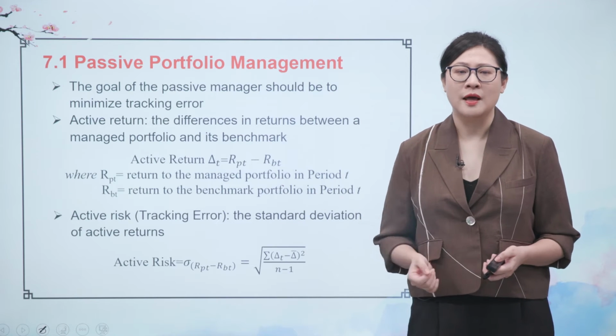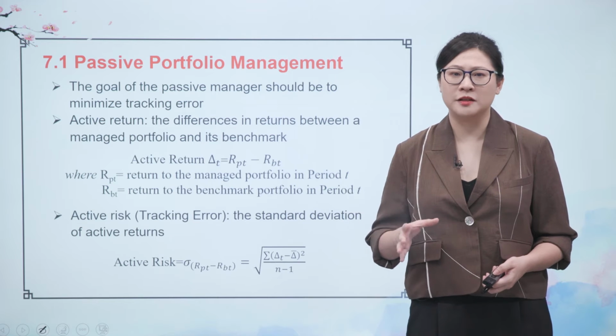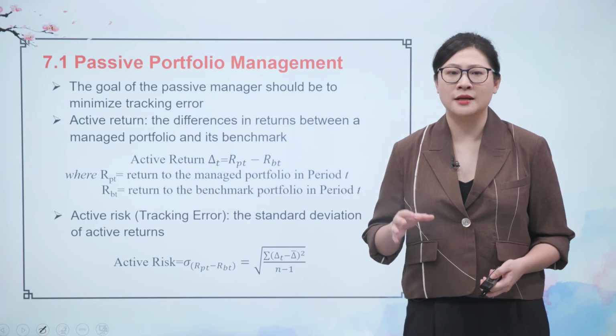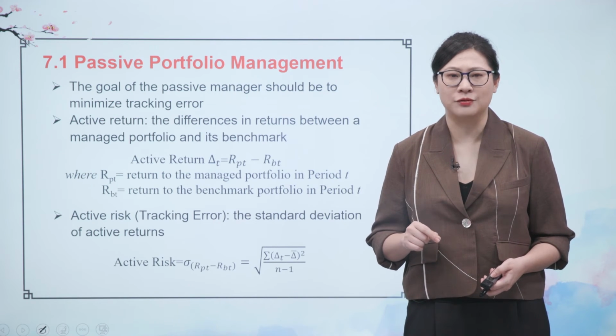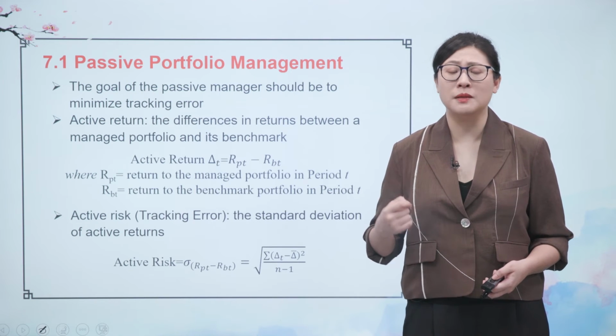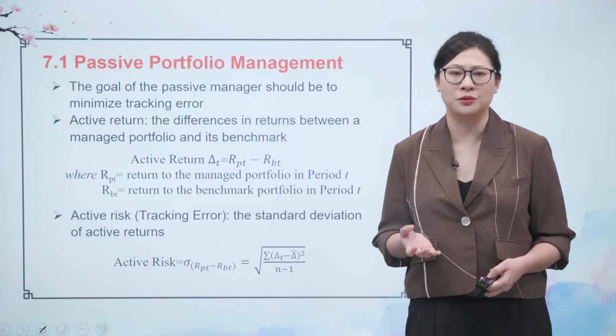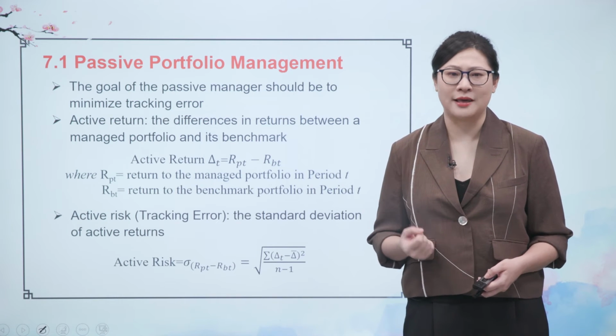Now let's have a look. As I mentioned before, the aim of passive portfolio construction is to minimize the tracking error. So the goal of the passive manager should be to minimize the tracking error. In this slide, we will introduce how to measure the tracking error.